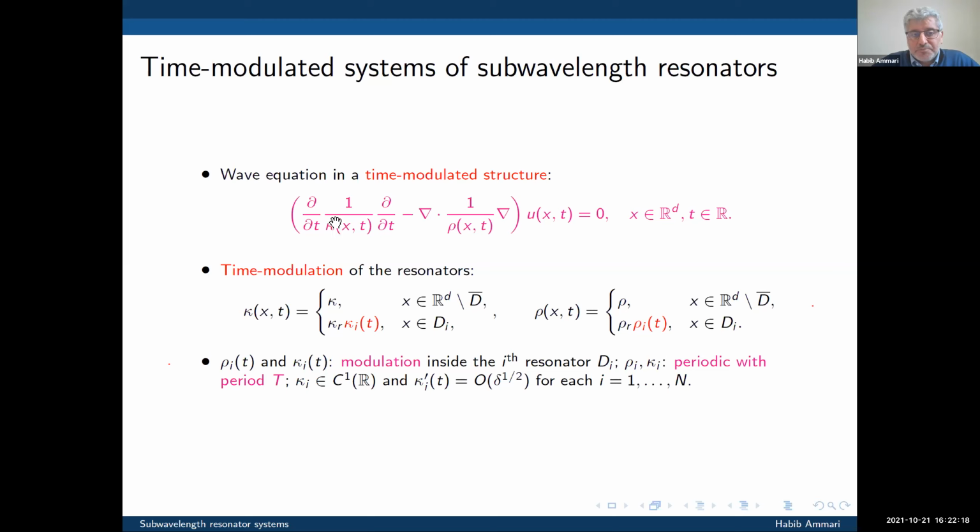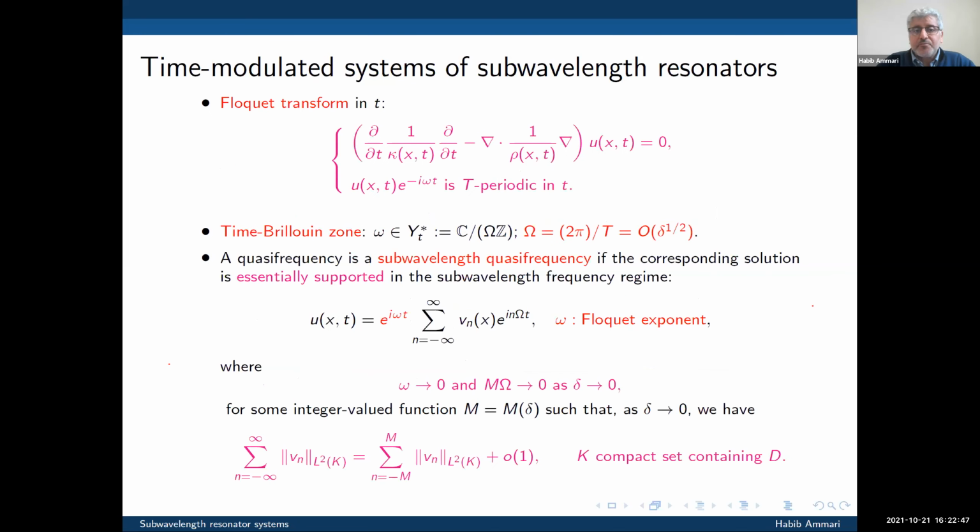Why? Because now our material parameters depend not only on x, where they take 2 values, one inside the resonator, one outside, but also on time. And this dependence on time is periodic with some period capital T. So they are slowly depending on time. And what we want to characterize are the quasi-frequencies of such a system, which are in the subwavelength regime.